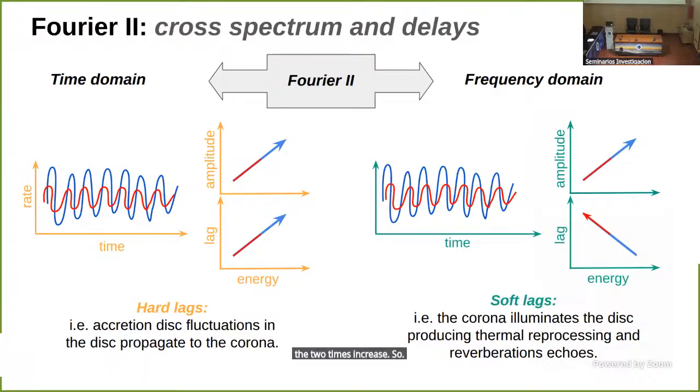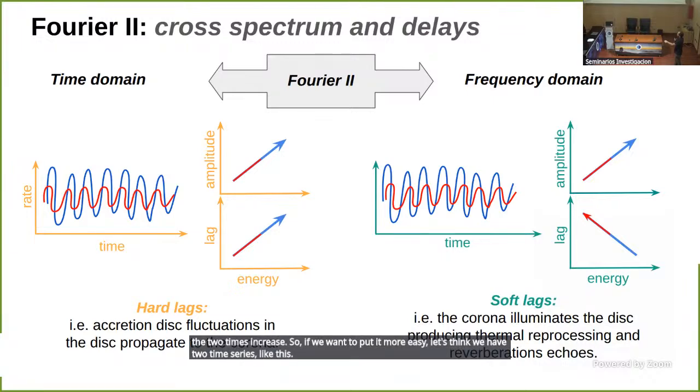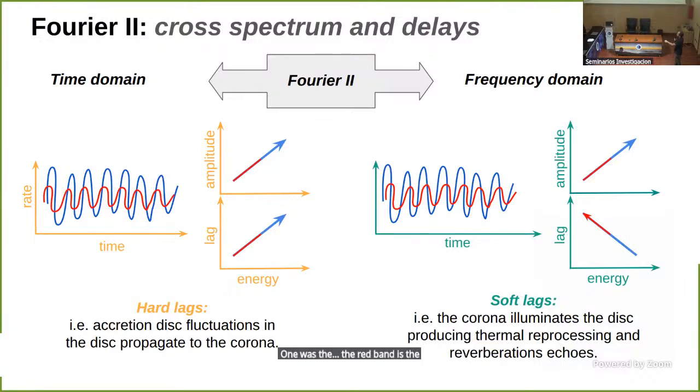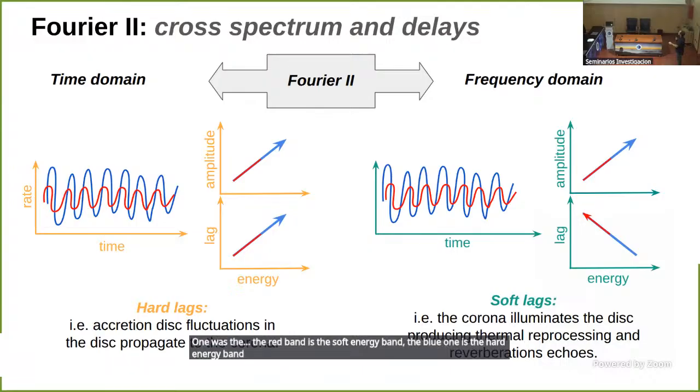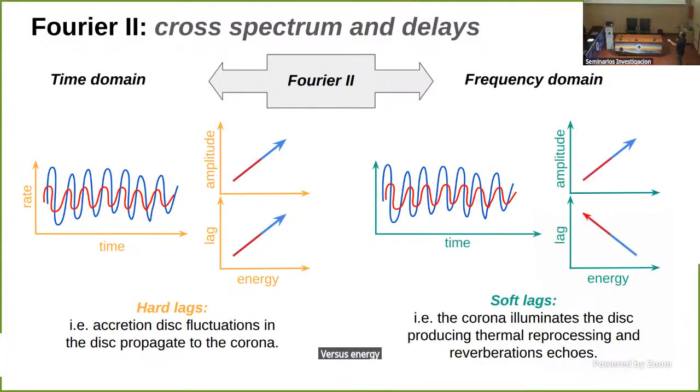So if we want to put it more easily, let's think we have two time series like this. The red band is the soft energy band, the blue one is the hard energy band. And you can see there are two properties encoded here. One is that the red has a lower amplitude. So when you put it in amplitude versus energy, you get a small amplitude for the red and a big amplitude for the blue, right?